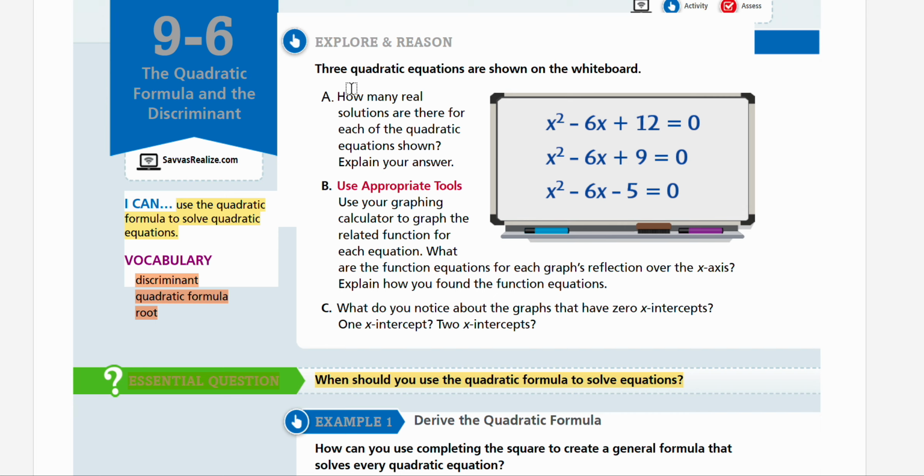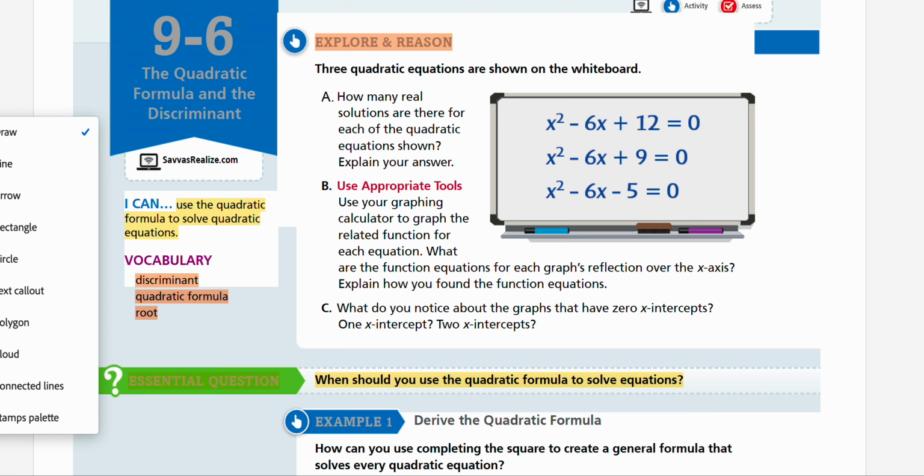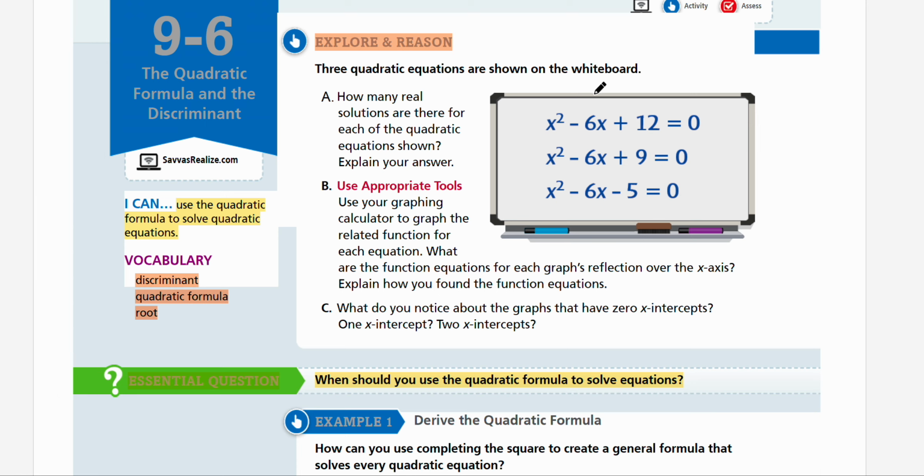Let's start with explore and reason. 3 quadratic equations are shown on the whiteboard. How many real solutions are there for each of the quadratic equations shown? Explain your answer. So we have 3 different quadratic equations. We want to see how many real solutions there would be for each of the equations.